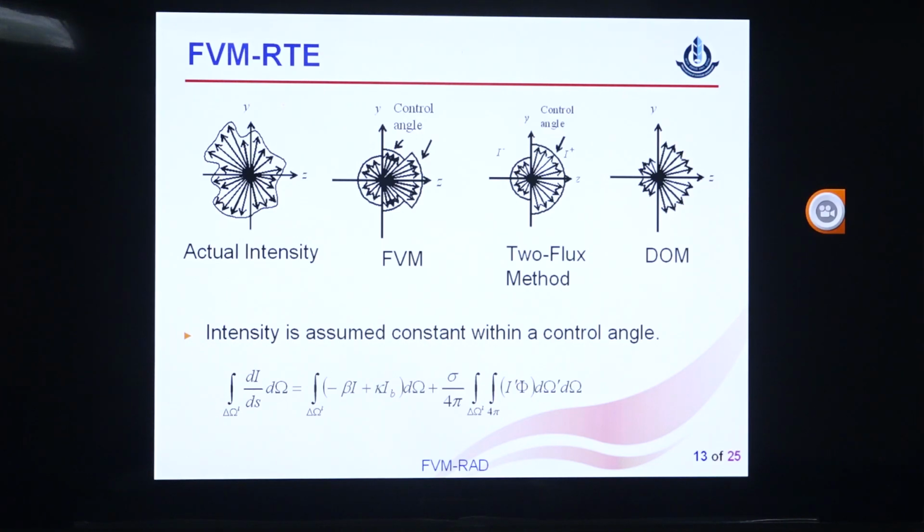Means within this control angle, in a particular direction only the intensity is available; in other directions within that control angle it is not available. So if you apply that principle in your finite volume method, it will automatically give you the result, right? And intensity is assumed within a control angle. That is our primary feature of the finite volume method.